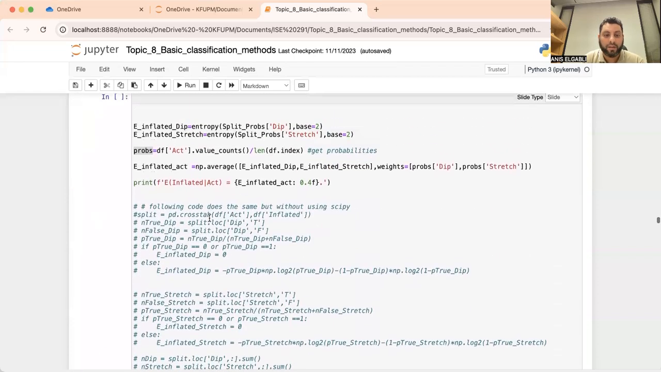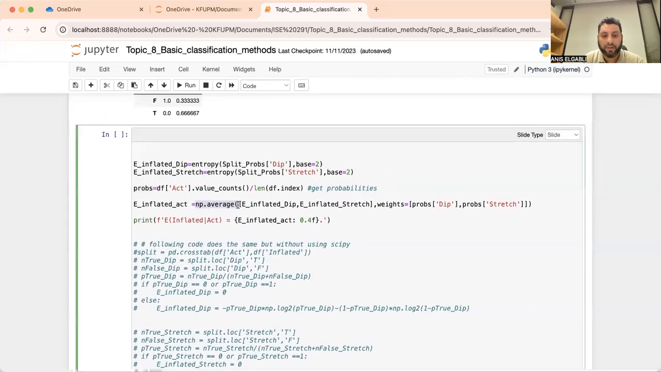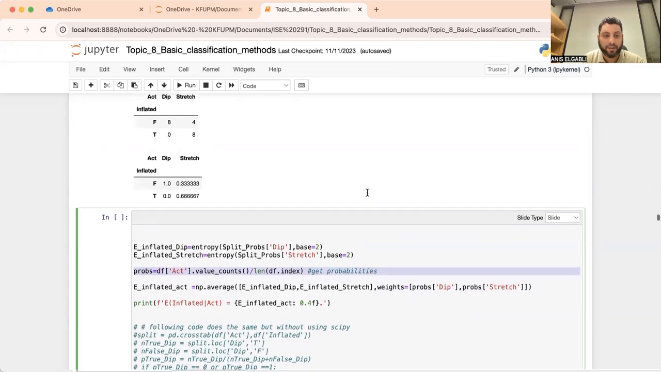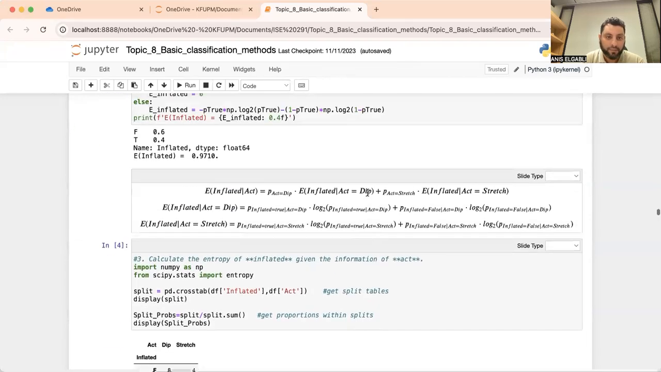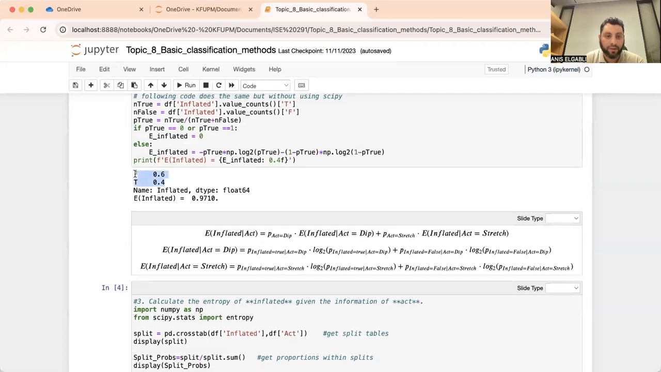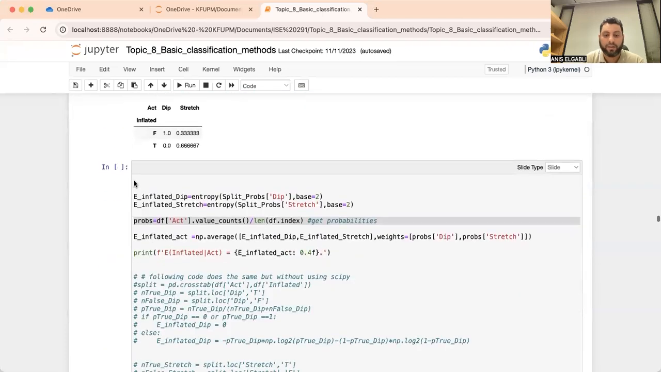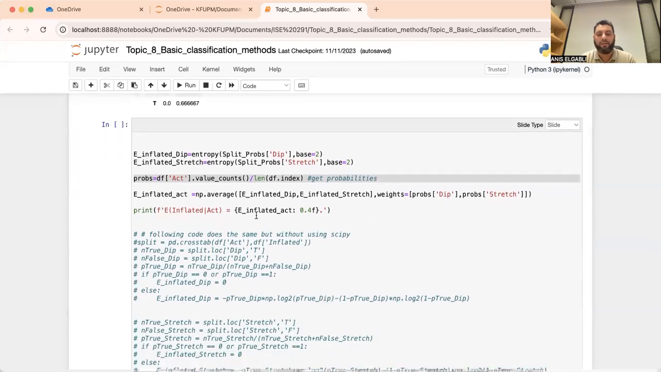So then we call the function np.average. Okay, we pass these two conditional entropies and the weights. We want to weight them with these probabilities. Okay, the first one is weighted with the probability for dip because remember the return of this is a series. It's something like this. Okay, so it's just for dip and stretch, not true and false. You can just run the code later and figure it out.